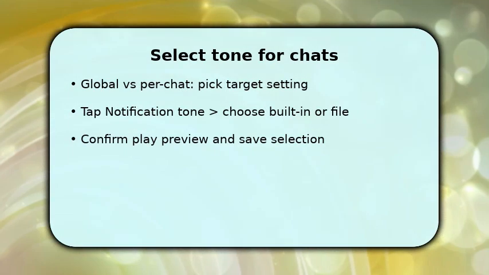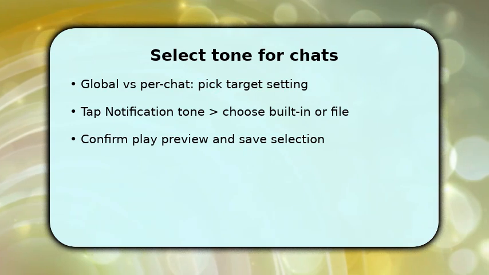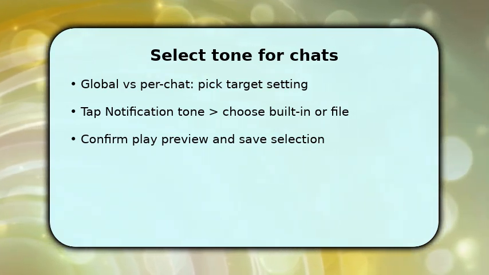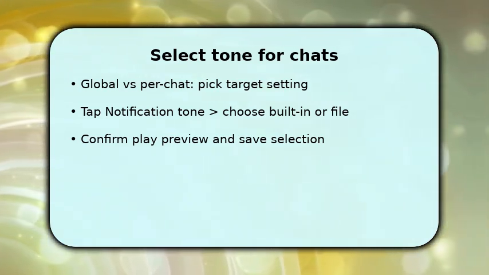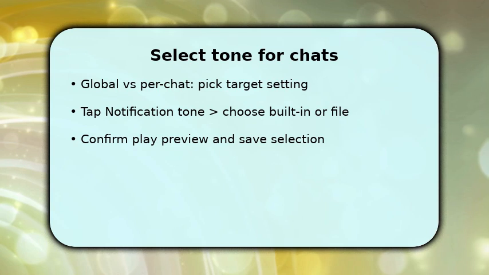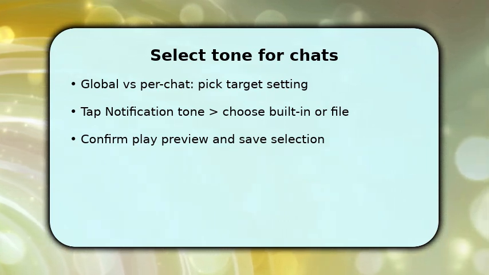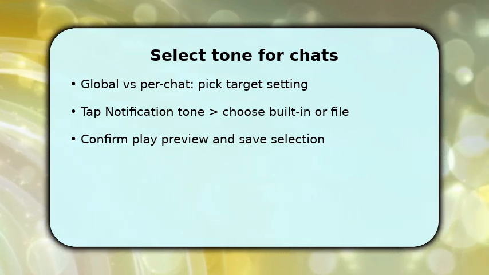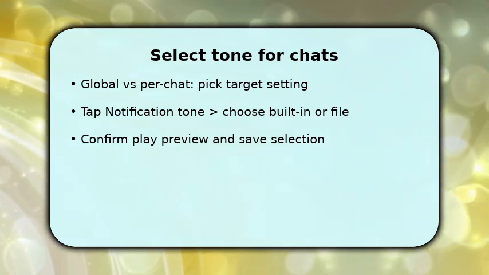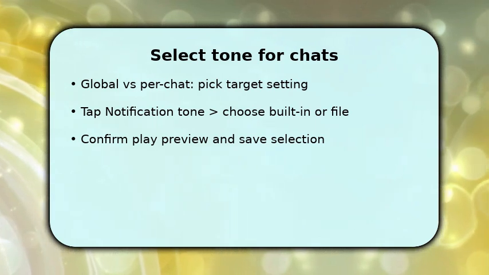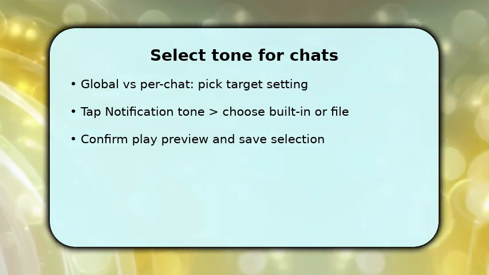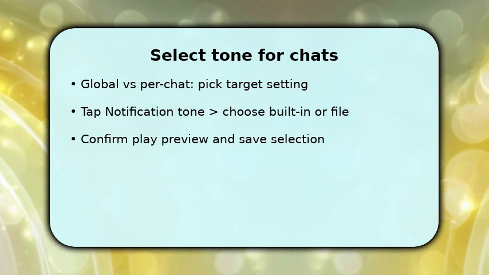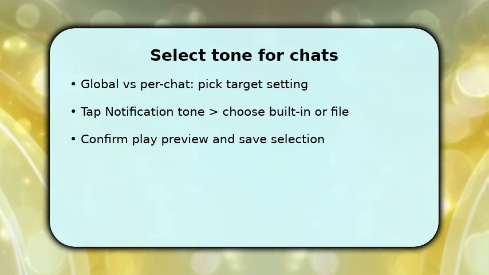You should now choose whether you're setting a global WhatsApp notification or a per chat tone. For a contact or group, open the chat, tap the name, then Notifications, otherwise use Settings Notifications. Tap Notification Tone, browse built-ins or your device's notifications folder, and select the sound you want. Make sure to play the preview so you hear it. This verifies volume and clarity. Once satisfied, tap OK or Save and move to Final Adjustments.